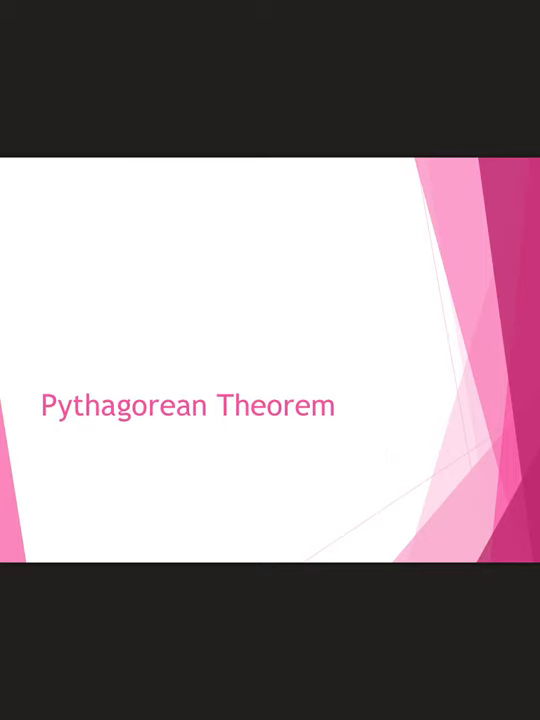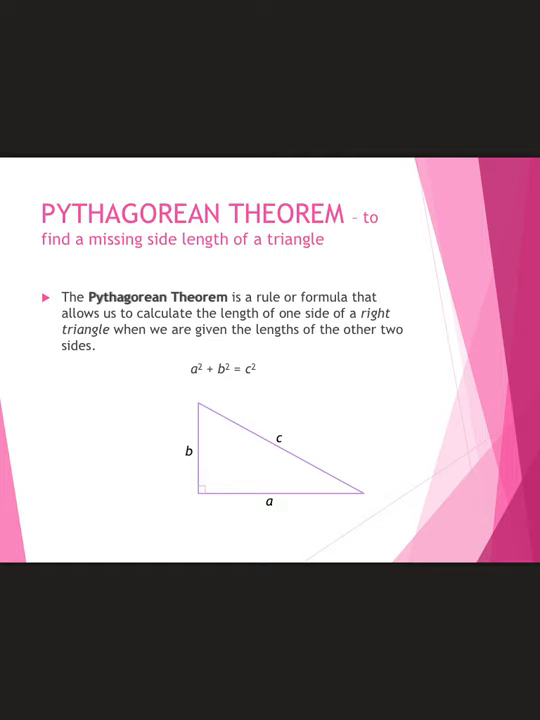So that leads us into the Pythagorean theorem. So the Pythagorean theorem allows us to find a missing side of the triangle. This rule or formula is only used for right triangles when we are given the lengths of the other 2 sides. So you'll be using the Pythagorean theorem, a squared plus b squared equals c squared. A and b will always be your legs and c will always be your hypotenuse.